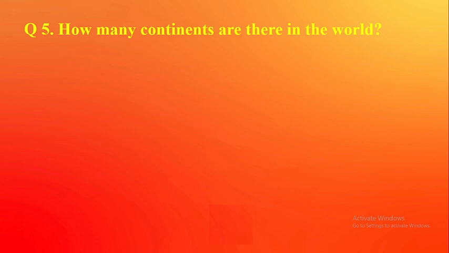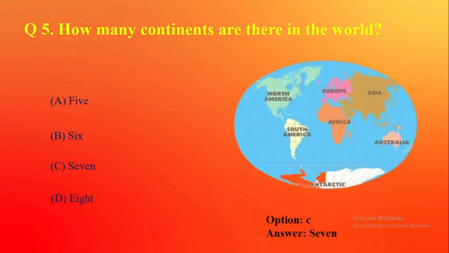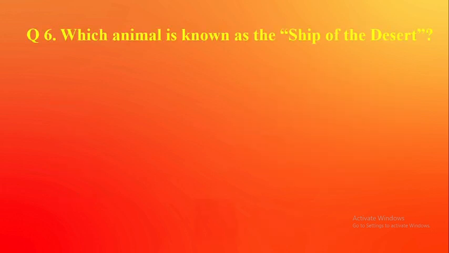How many continents are there in the world? A. 5, B. 6, C. 7, D. 8. Here is your correct answer. C. 7. Here is your sixth question.